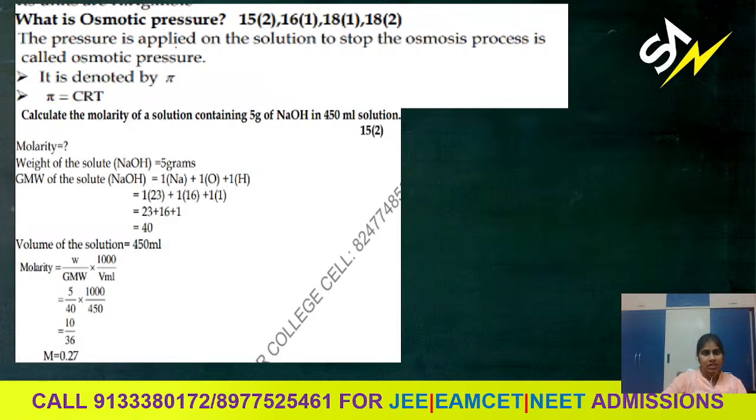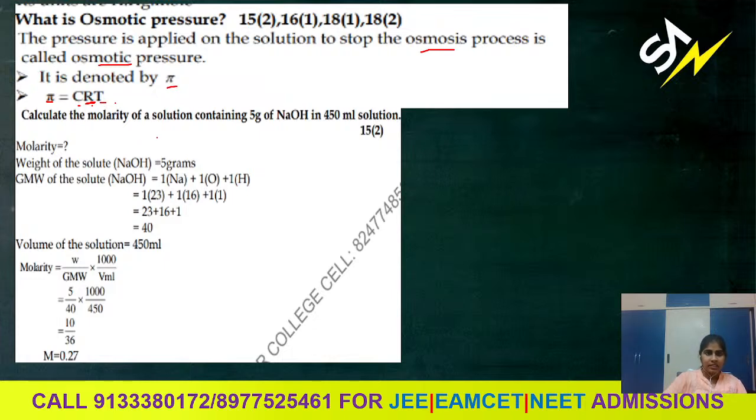That is, what is osmotic pressure? See, this is one of the colligative properties in our solutions chapter. It is defined as the pressure applied on the solution to stop the osmosis process. This is called osmotic pressure. It is denoted by pi. This pi is equal to CRT. Here C is the concentration of the solution, R is the universal gas constant, T is the absolute temperature.